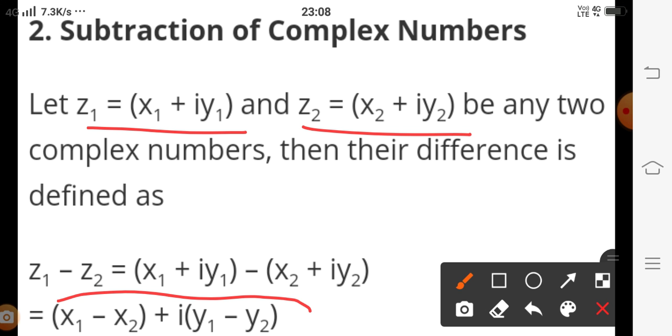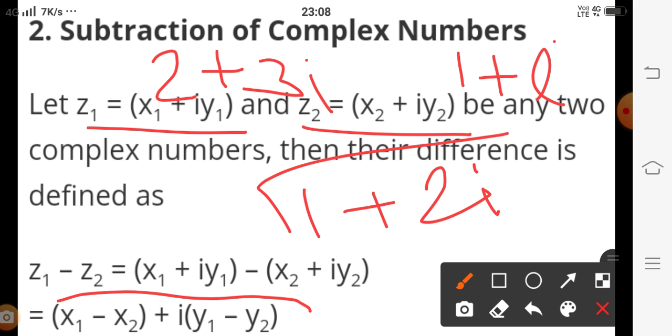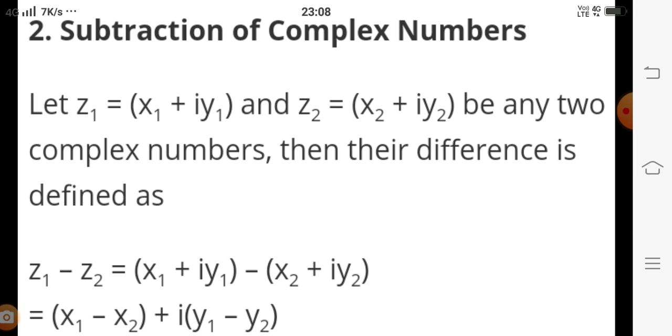Suppose you take two complex numbers, the first as 2 plus 3i and the second as 1 plus i. If you have to subtract these two, then 2 minus 1 gives 1, and 3 minus 1 gives 2. It means 1 plus 2i is the subtraction of these two.